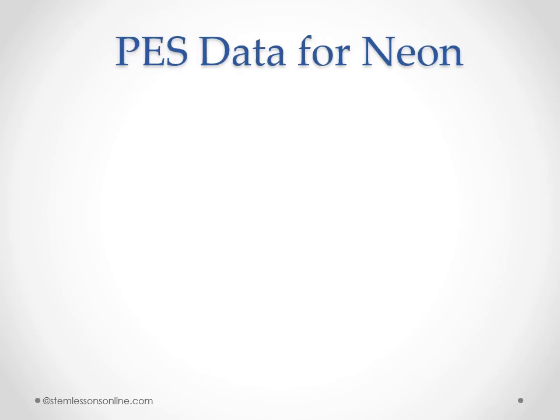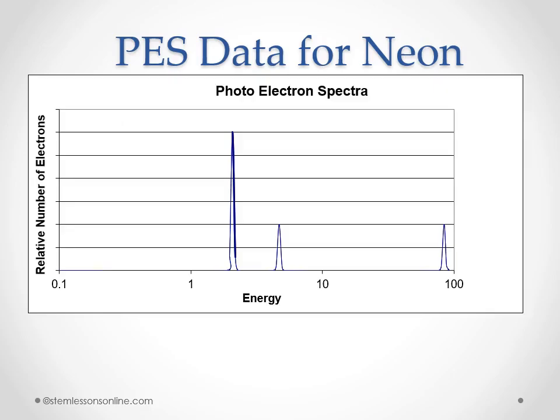So here is an example of PES data for neon. If you look at this graph, you can see the relative number of electrons, and here you can see the binding energy. The binding energy is large on the right side in this case. Normally it is from left to right, and we will consider here is the nucleus. So pay attention to the direction in which they have scaled the energy.